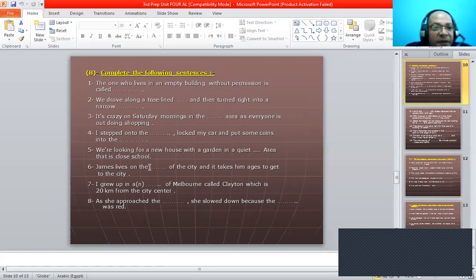Number 1. The person who lives in an empty building without permission. Without permission is the occupying by force we mentioned, so this is a squatter. Number 2. We drove along a tree-lined avenue and turned right into a narrow alley. Number 3. It's crazy on Saturday mornings in the shopping area as everyone is out doing shopping.